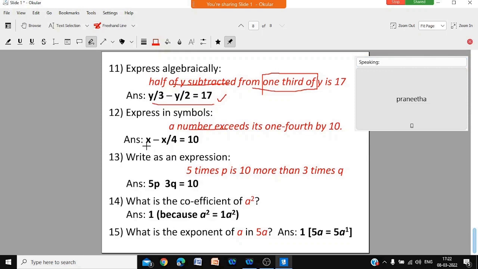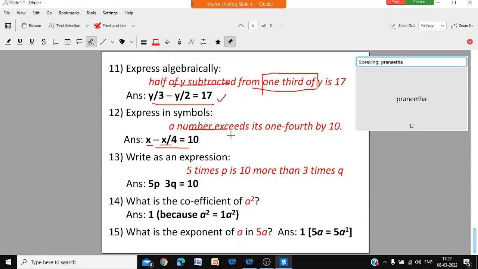Okay. A number exceeds its 1/4. X, you can take any other symbol, you can take y, you can take z. Number is x. 1/4 of x is x by 4. So x minus x by 4 equal to 10. That is the thing. What have you written? I wrote x plus 1 by 4 equals to 10. No, but exceed means how much more than, not plus. Exceed means how much more than.